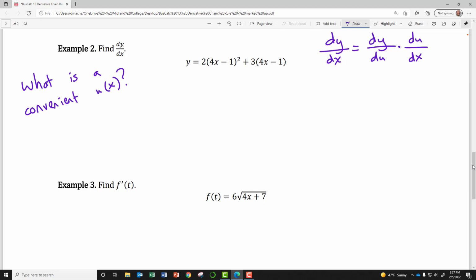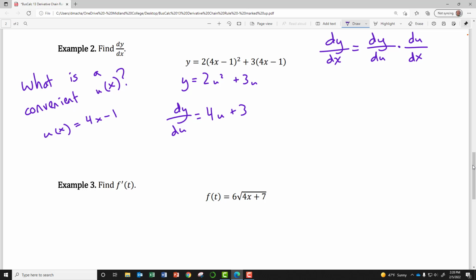Well, there's something I see that appears twice in this particular function. I see 4x minus 1, and it actually appears twice here. And so I'm just going to let u of x be the function 4x minus 1. So now, instead of writing y as a function of x, I might write y is equal to 2u squared plus 3u. And if I write the derivative of y with respect to u, this would be 4u plus 3.